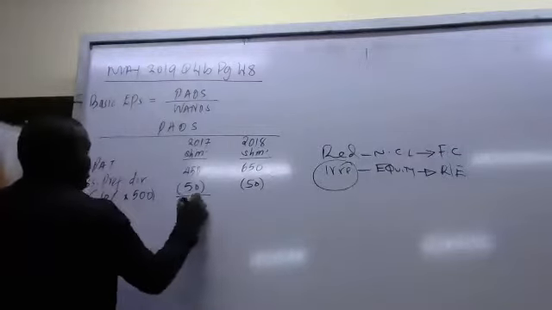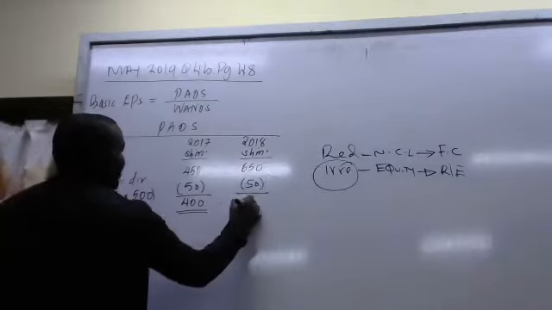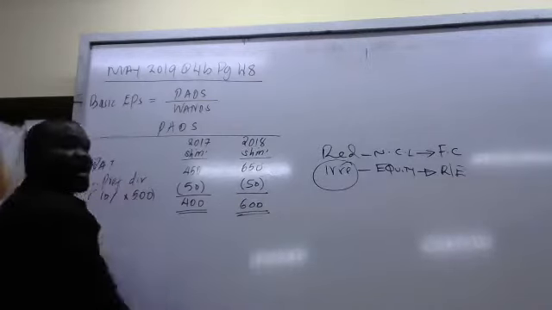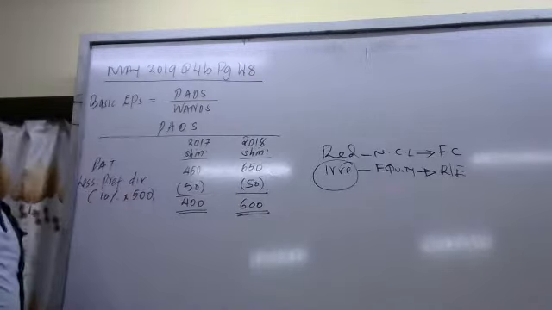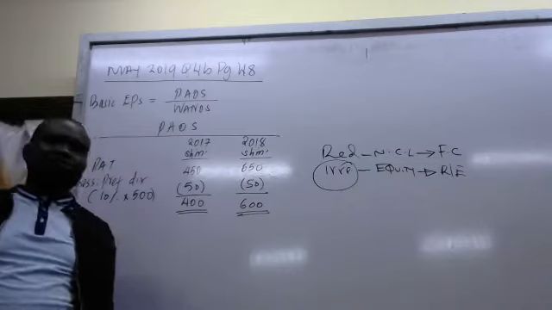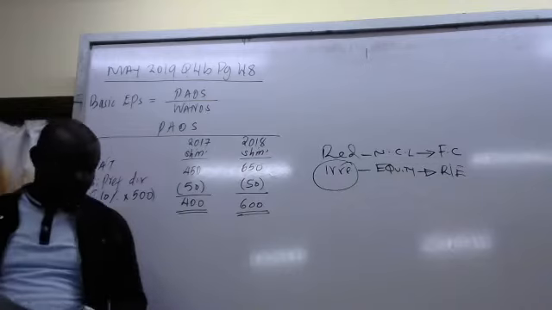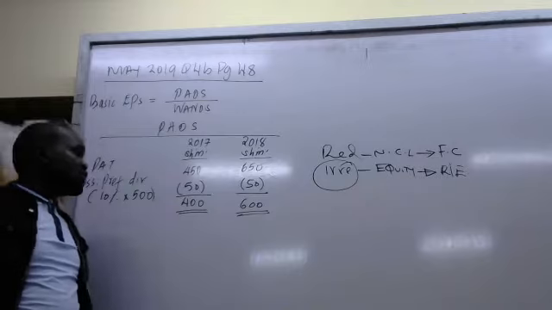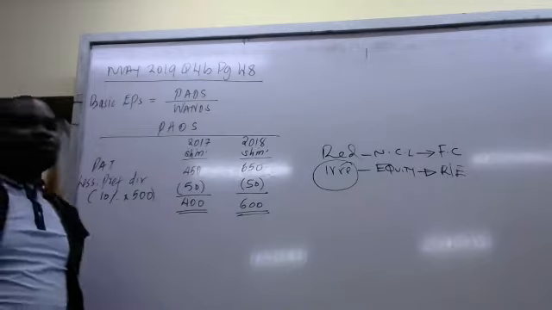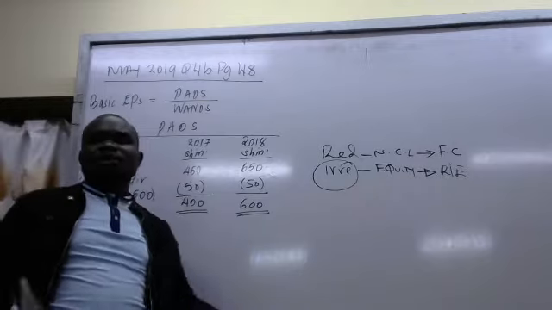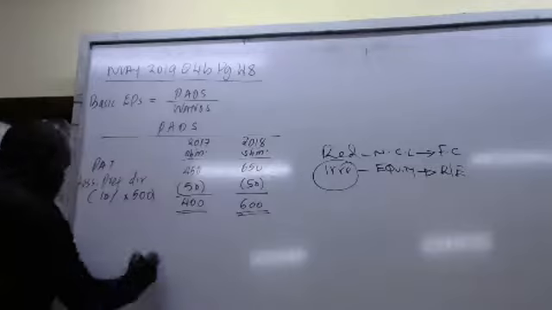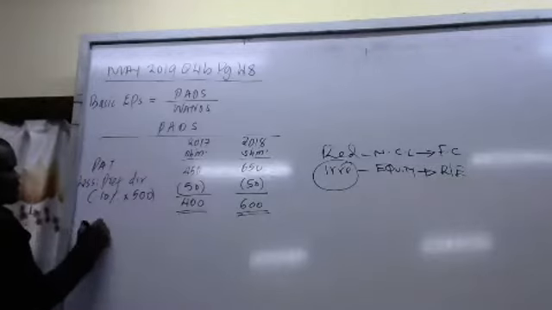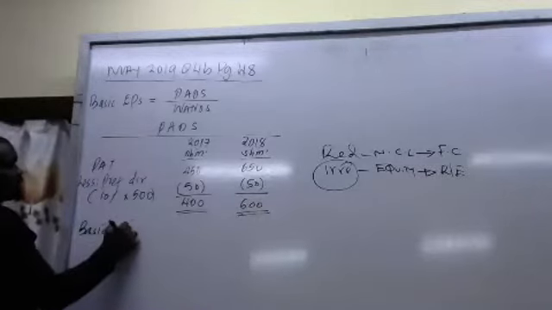Therefore, here we are talking of 4, we are talking of 6. Correct. Correct. Then now let's go to EPS computation. So basic EPS.